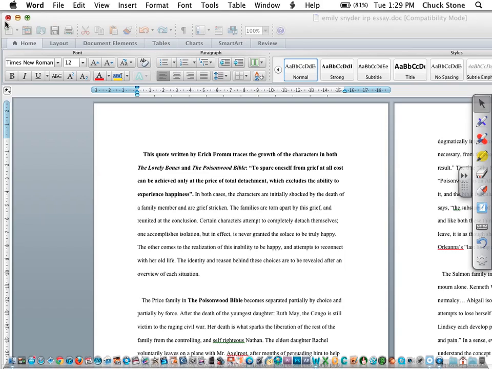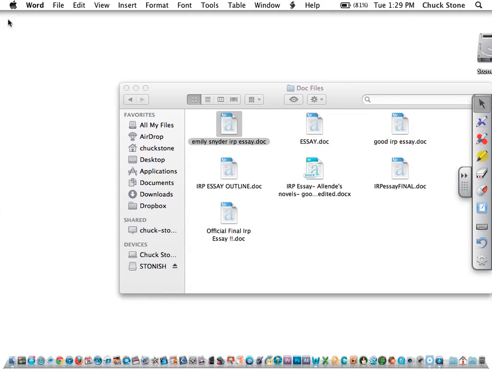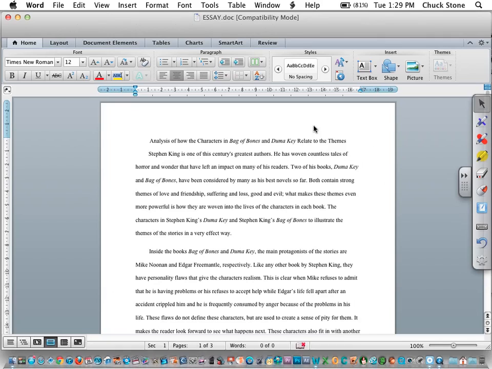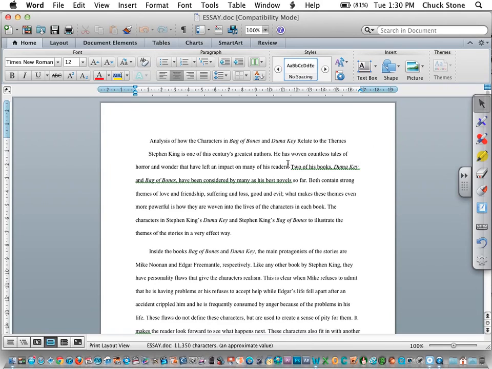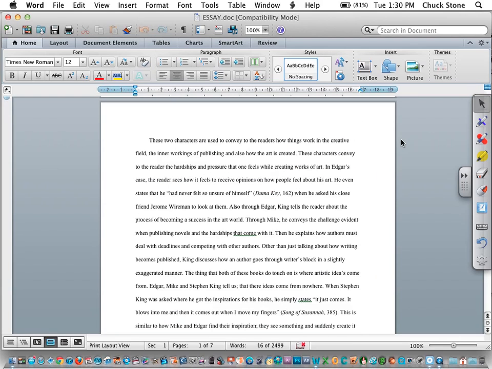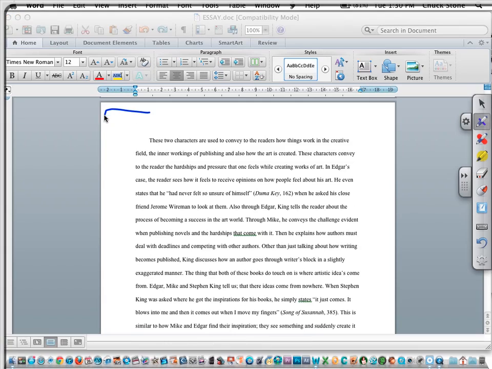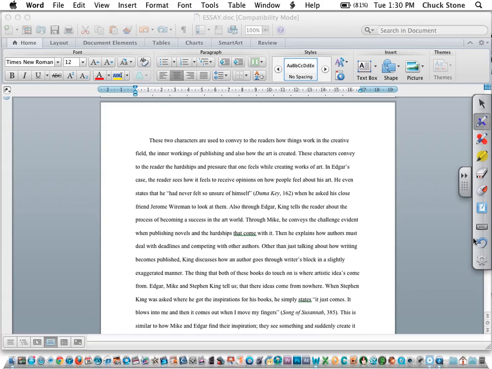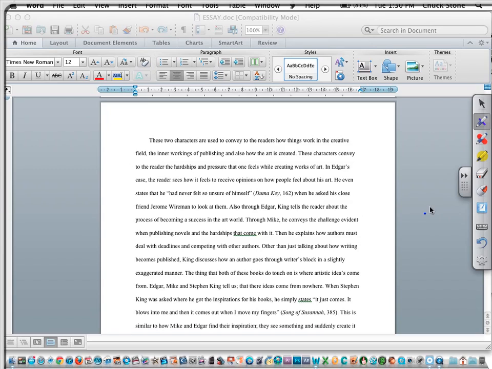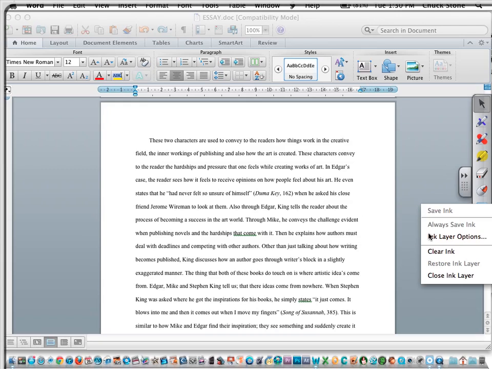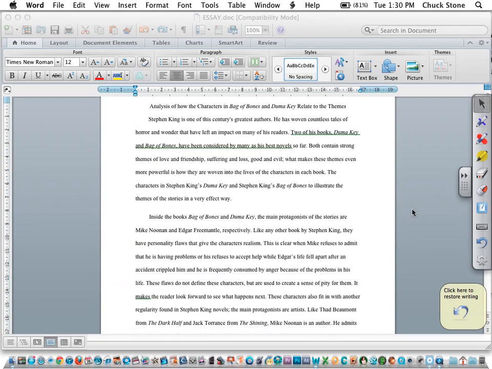So let me get out of this document. Let's try another one. With this one, again, we don't have the formatting up here that I was saying should be there, showing that you're in the MLA format. Okay, so let's close the ink layer here.